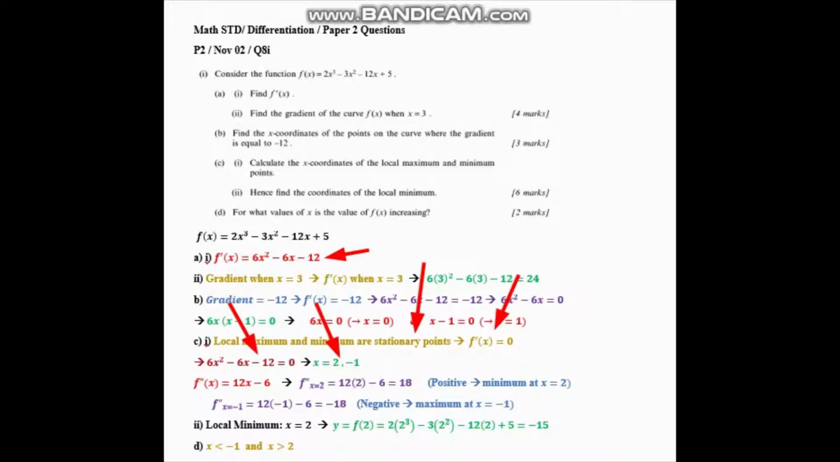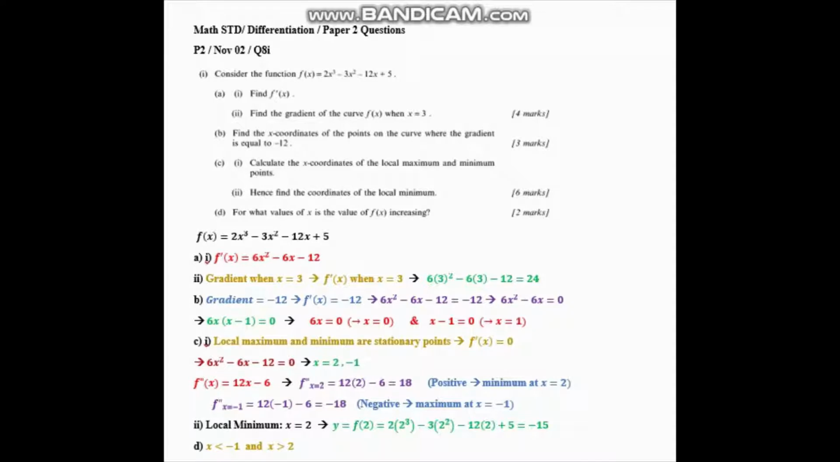So which of these is the maximum and which of these is the minimum? There is a nice way to check this, using the f double dash. What is the f double dash? The f double dash is the derivative of the derivative. So I shall differentiate this function again. Remember, this is f dash of x obtained by differentiating f of x. So to get f double dash, I shall differentiate f dash. This gives me 12x minus 6. The differentiation of 6x squared minus 6x minus 12 gives me 12x minus 6. So this is my second derivative.